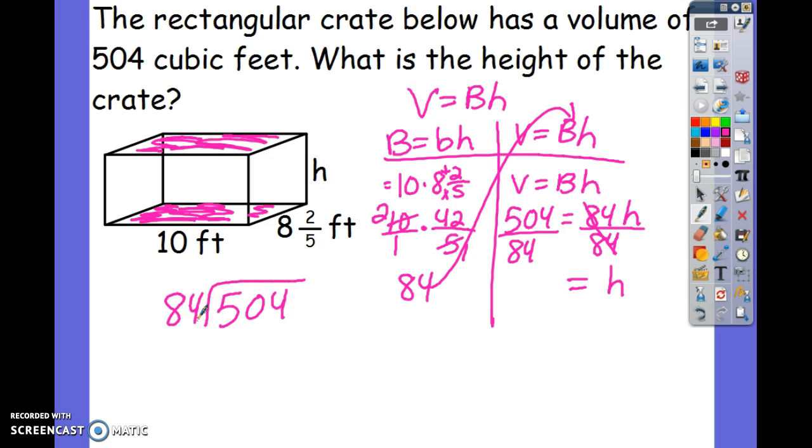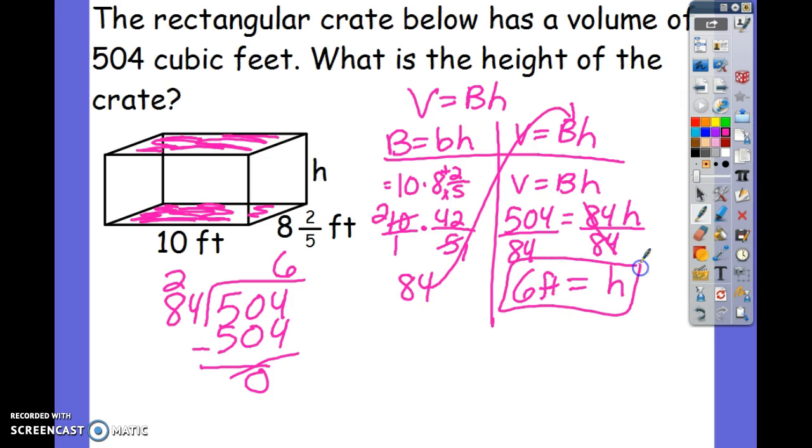84 is going to go into 500 at least 5 times, and there's going to be some left over each time. So let's try 6 and see what happens. 6 times 4 is 24, carry the 2. 6 times 8 is 48, plus 2 is 50. So 504 divided by 84 is 6. So the height of our prism is 6 feet.